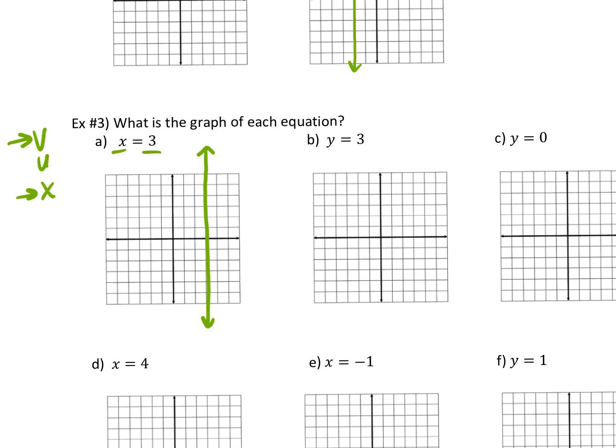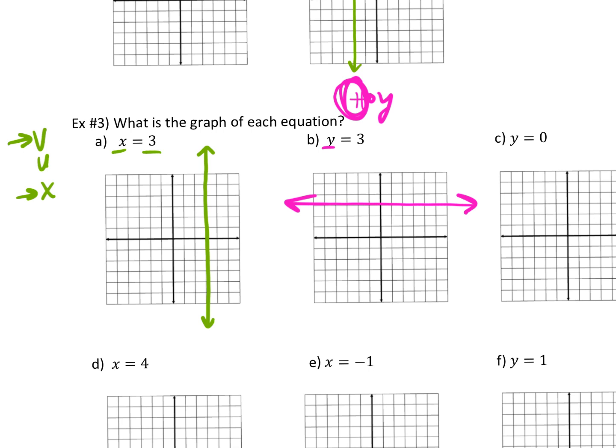Okay, look at B. Y equals 3. So think HOY, VUX. Is this HOY or is this VUX? It's a y, right? HOY. So y equals is a, what kind of line? What does the H stand for? Horizontal, okay? So y equals 3 is a horizontal line at 3, where all the y values are 3.